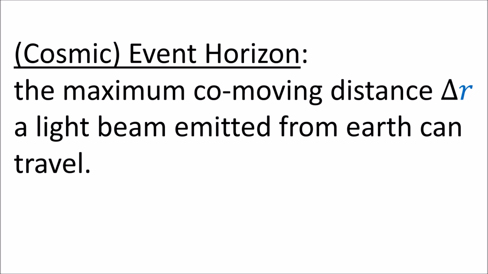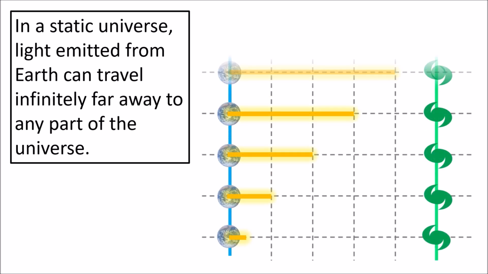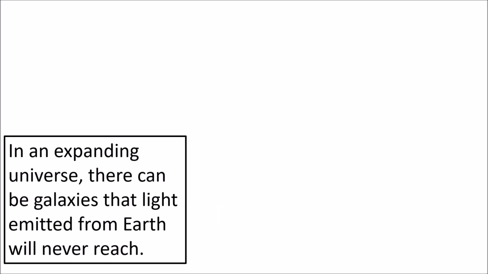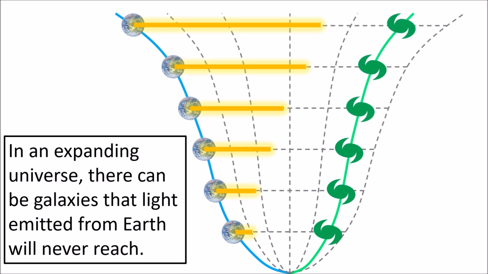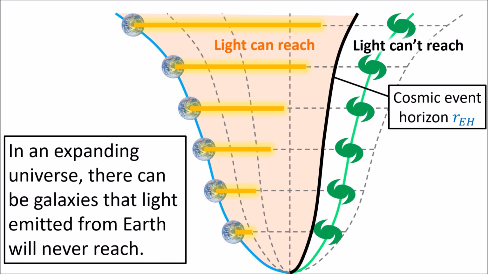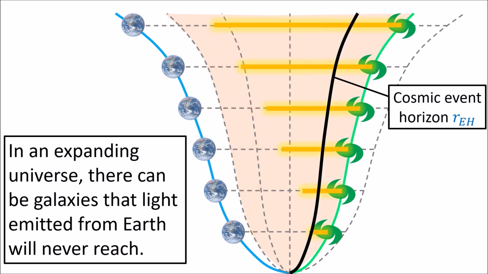Another horizon is the cosmic event horizon. This denotes the maximum comoving distance r a light beam emitted from Earth can travel. In a static universe, light emitted from Earth can travel infinitely far away to any part of the universe. But in an expanding universe, there can be galaxies that light emitted from Earth will never reach. The boundary separating regions where light from Earth can and cannot reach is the cosmic event horizon. This effect also works in reverse, so galaxies on the other side of the cosmic event horizon can never send light that will reach Earth.